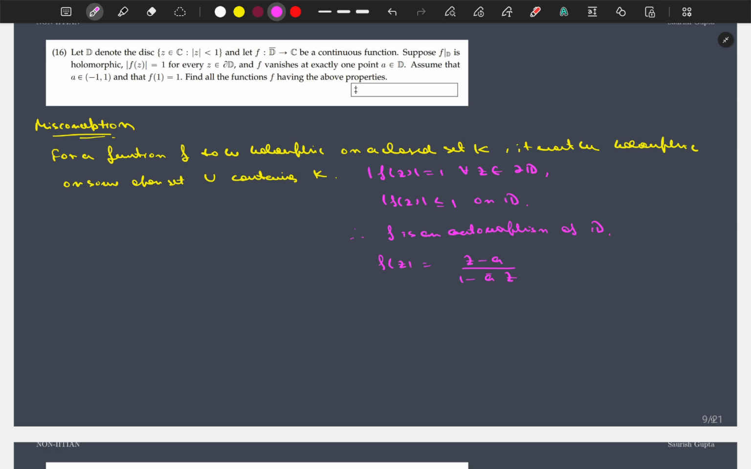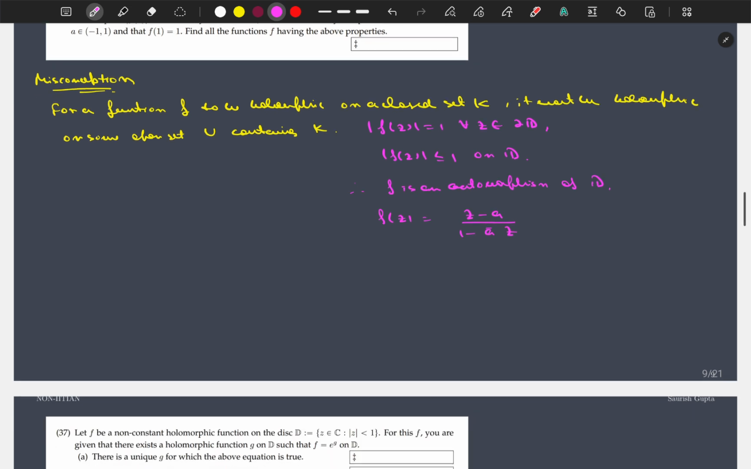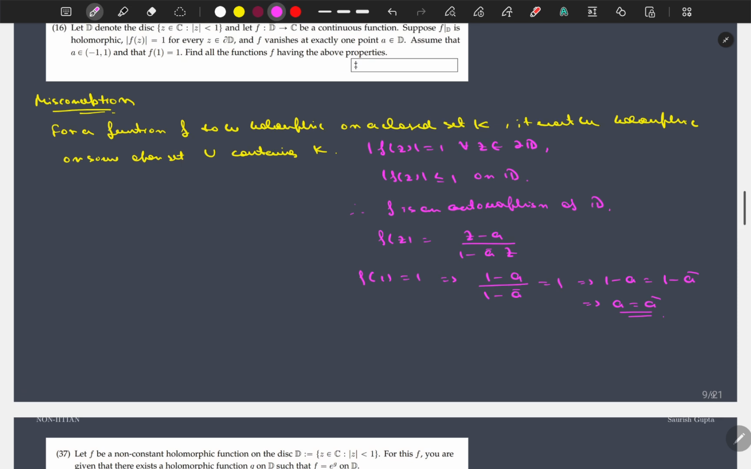And for categorization, what I can typically try and do is that for f of 1 to be 1, what more can I say? F of 1 equals 1 would imply 1 minus a over 1 minus a bar is equal to 1. So 1 minus a is equal to 1 minus a bar, which implies that a is equal to a bar. So a is real. And that is something which is already given to us, that a is contained in the open interval -1 to 1. But the final categorization would be that you can choose any integral power of this.